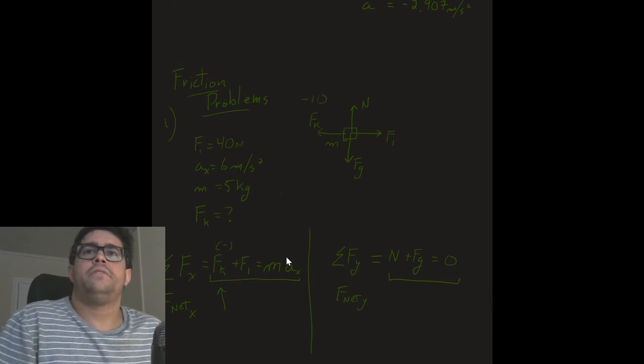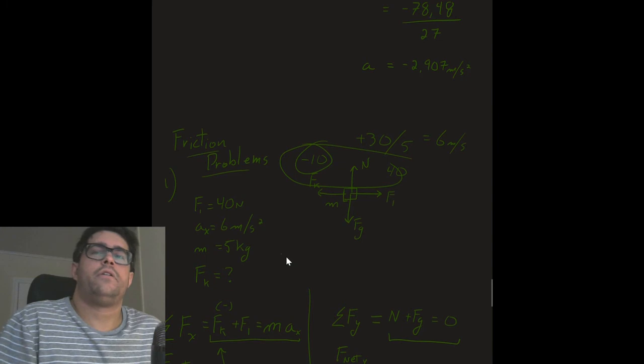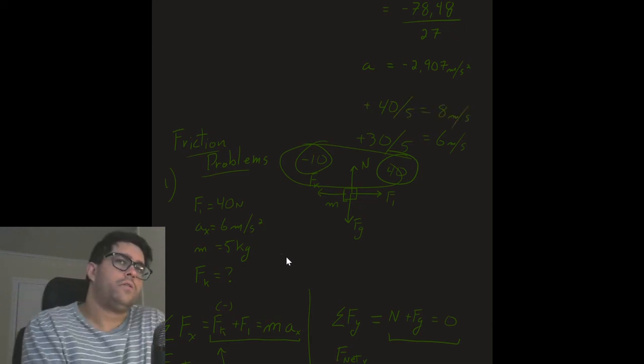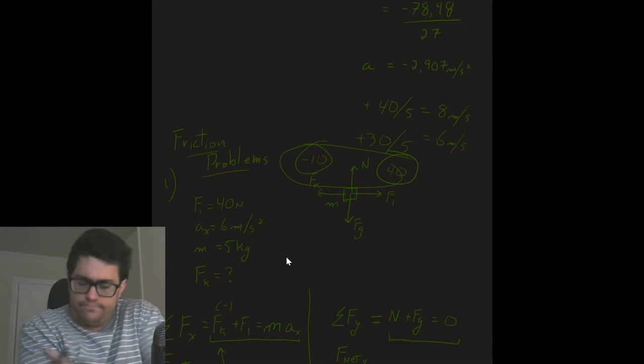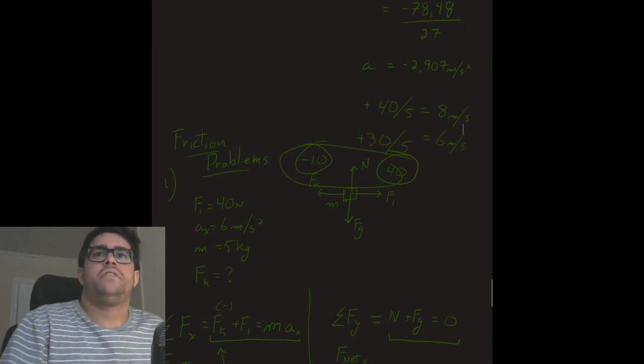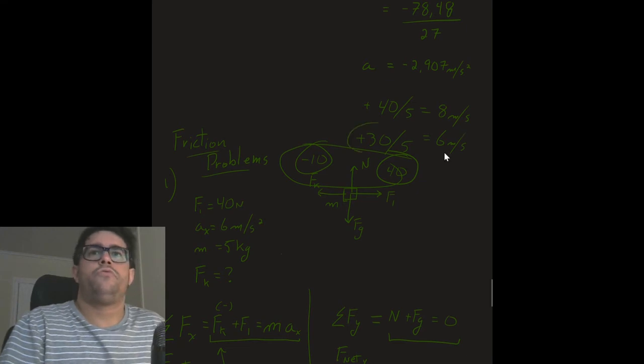If I have a minus 10 and I have a 40 here, together they make a positive 30. And if I divide that by 5 kilograms, I get an acceleration of 6 meters per second squared. If I did not have a 10 friction, then we would have a positive 40 divided by a mass of 5, which would give us an 8 meters per second squared acceleration, right? Which is not the case. There is friction, and so we have a lower force.